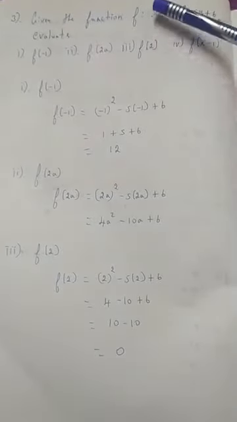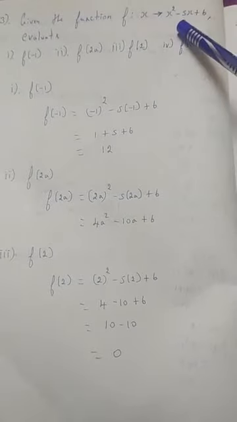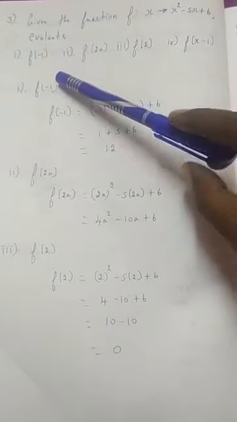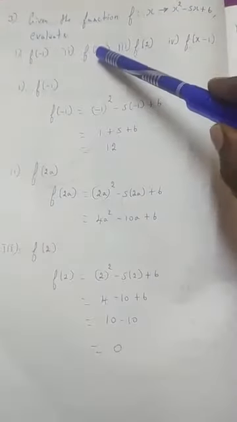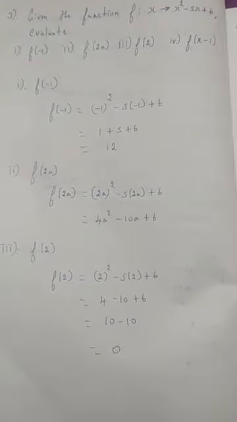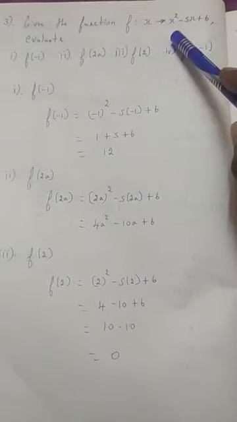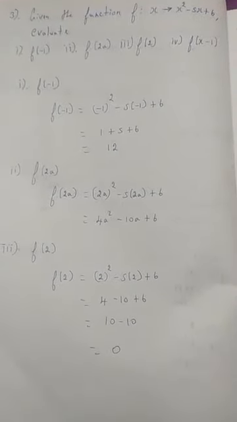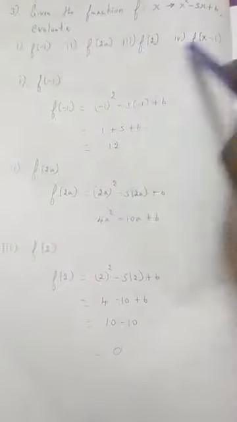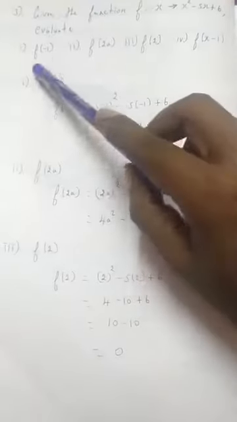Given the function f such that x maps to x square minus 5x plus 6, evaluate f of minus 1, f of 2a, f of 2, f of x minus 1. So this is the equation, f of x is x square minus 5x plus 6. Right? So we are going to find out these four values. The first question is f of minus 1.